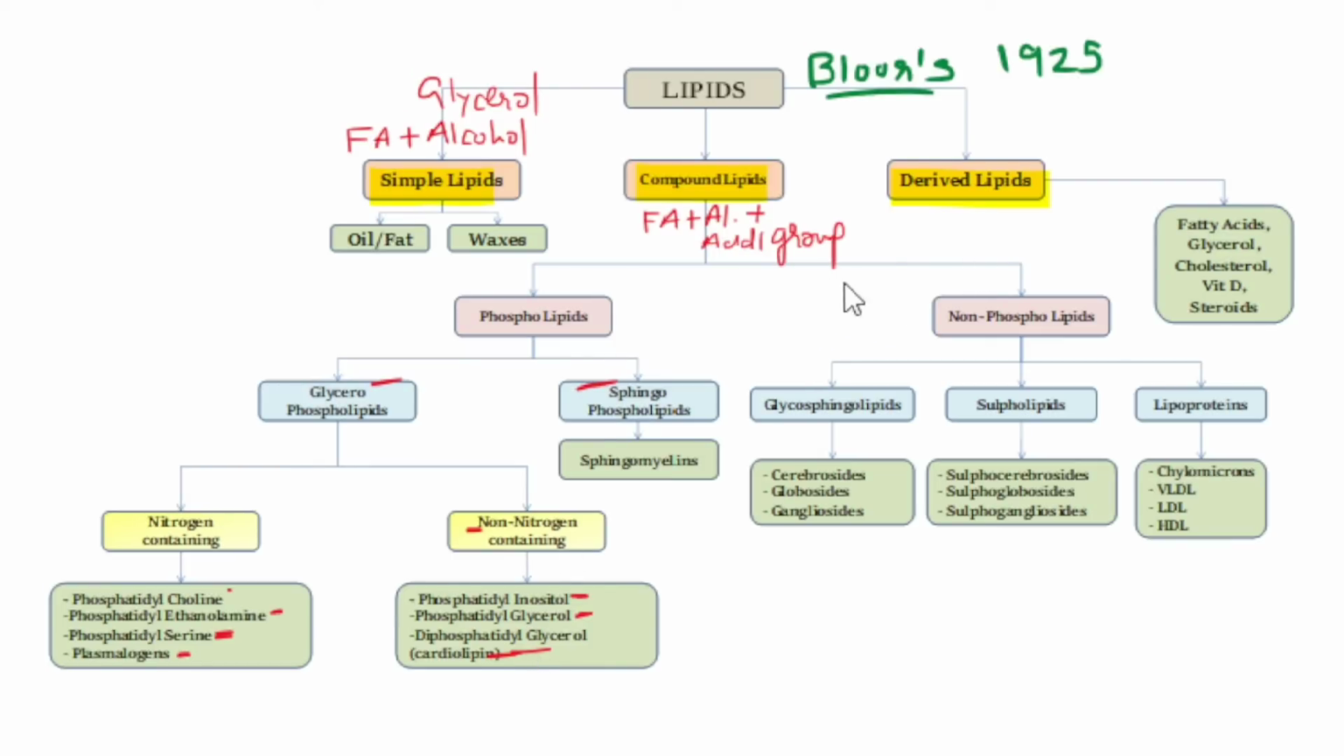Now if the additional group is not phosphate, then non-phospholipids. But here the alcohol is sphingosine. First is glycosphingolipids: cerebroside, globoside and ganglioside. If a glycolipid contains a sulfate group, then sulpholipids. Lipoproteins include chylomicron, VLDL, LDL, HDL. Derived lipids include fatty acid, glycerol, cholesterol, vitamin D and steroid. This covers the topic of lipid classification.